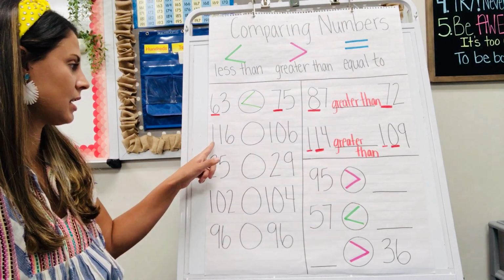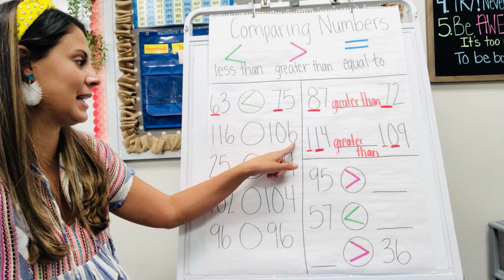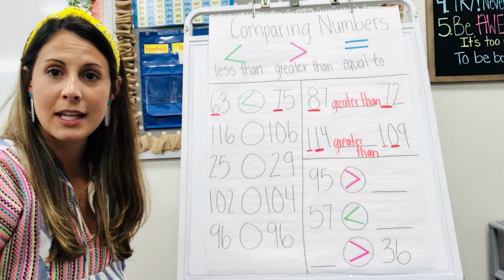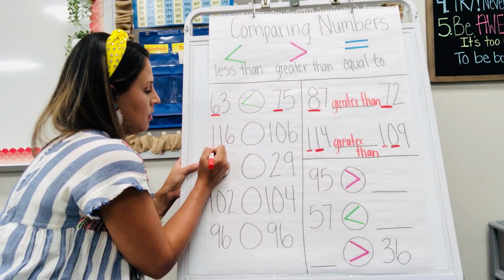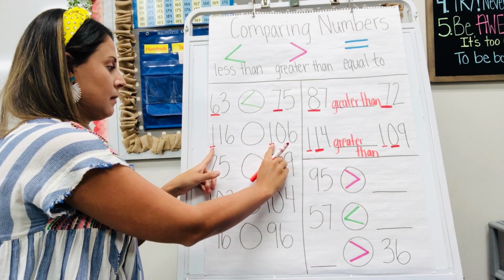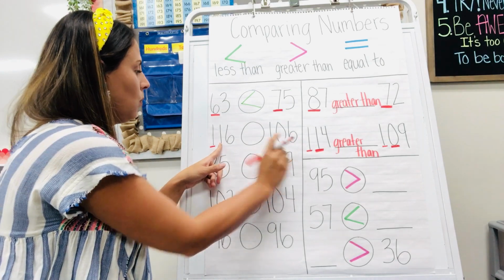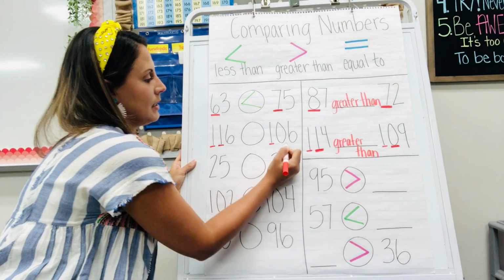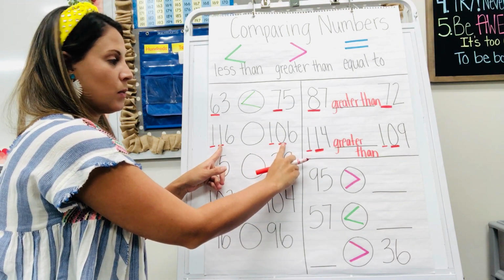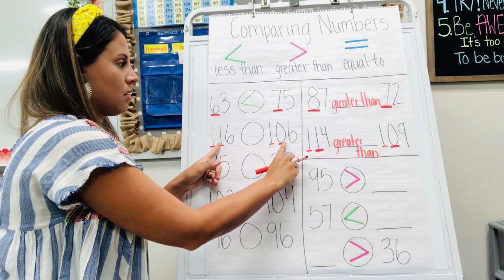Let's look at our next one. 116, 106. Let's see. So we need to look at our first place value, which is our hundreds place. We have a 1 and a 1. Well, if they're the same, then we need to look at the next place value. So we have a 1 and a 0. Which is greater, 1 or 0, and which is less? We know 1 is greater than 0.